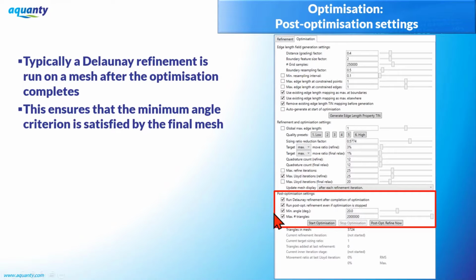So the last set of settings that we can adjust here are post-optimization settings. Typically we do run a Delaunay refinement on a mesh after the optimization is completed. So if you have these checked off, this will just run automatically on its own. You don't have to click anything extra to get it to run. You can set what your desired minimum angle is here, and it will remove any remaining small bad triangles that might still be in your mesh.